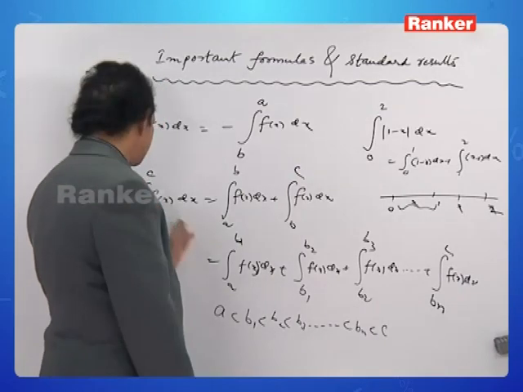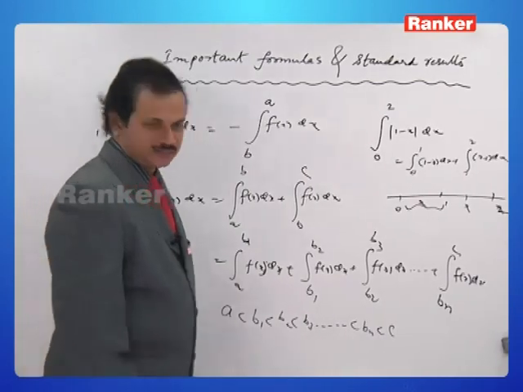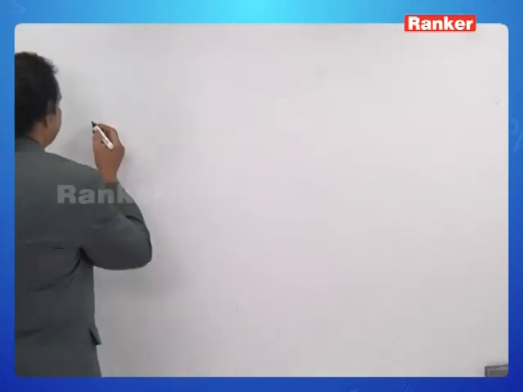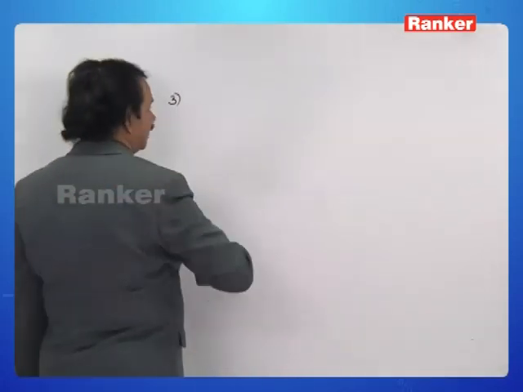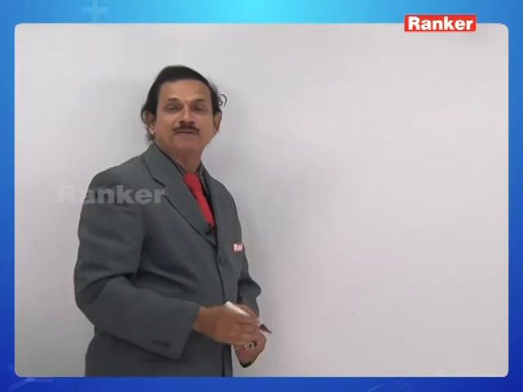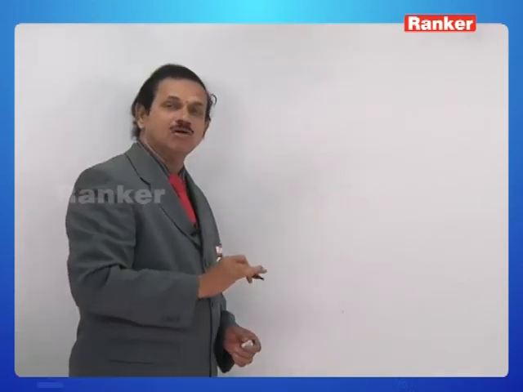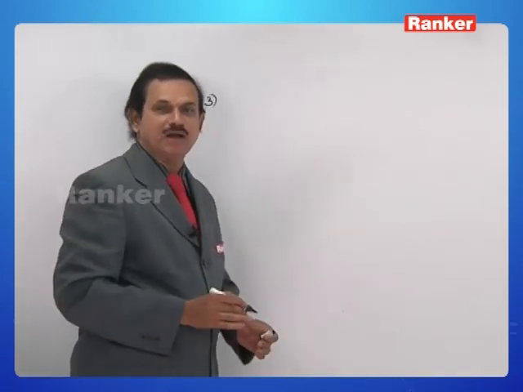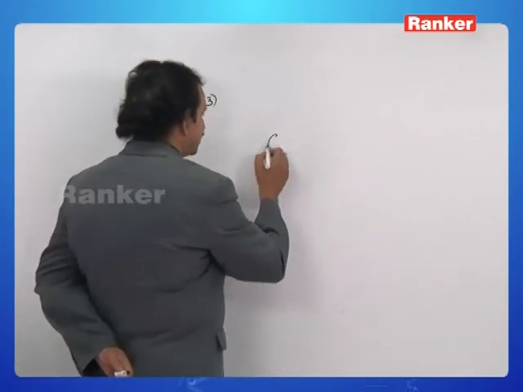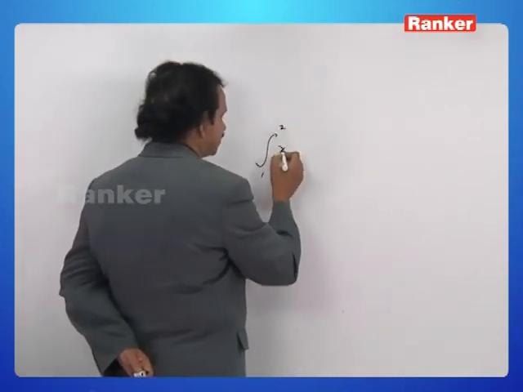Yes, this is the so-called second property. One more property is also there, that is the third property. Let me illustrate this property first. Then later on I shall give the statement of this property. Look here, what is integral 1 to 2 x square dx?